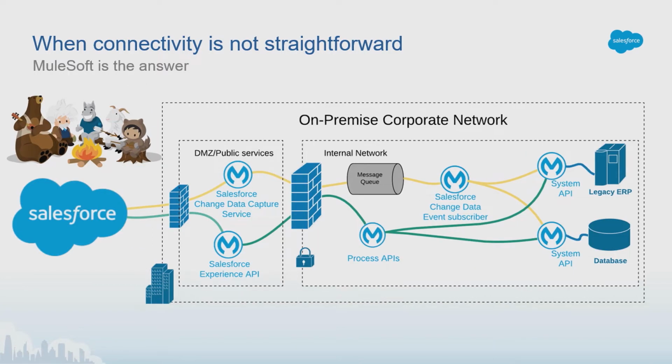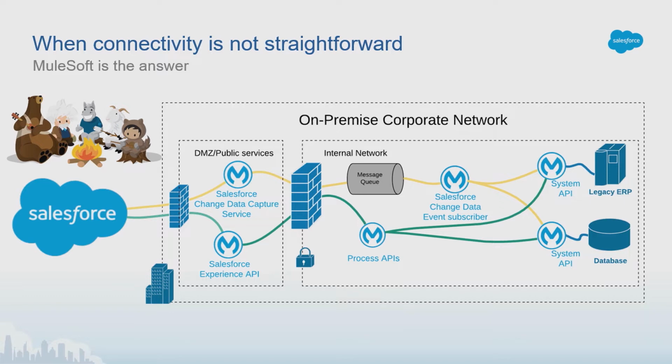Well, MuleSoft is the answer, obviously. In this diagram, we see the solution. If we start right to left on your screen, we have a couple of data sources in the back end. We have a legacy ERP that probably doesn't have the capability or doesn't provide any REST services. Some of them actually provide SOAP services, but these services are not very friendly to use. So what do we do? We put a system API on top of these services to unlock the data.